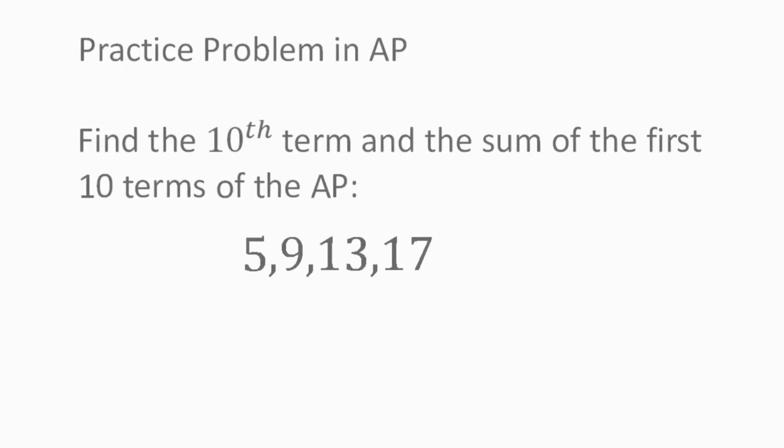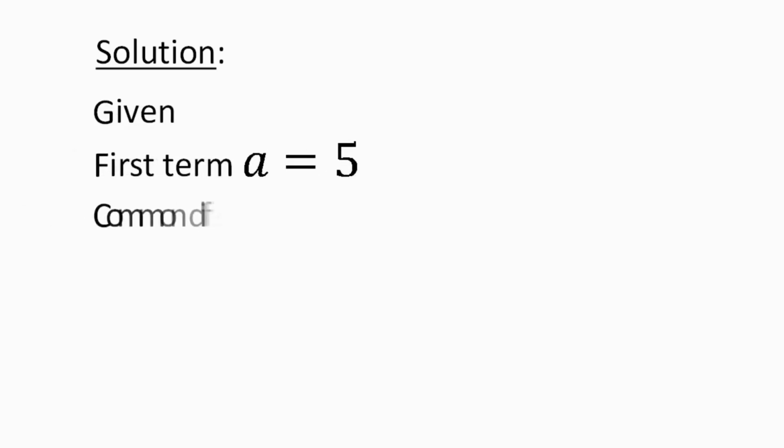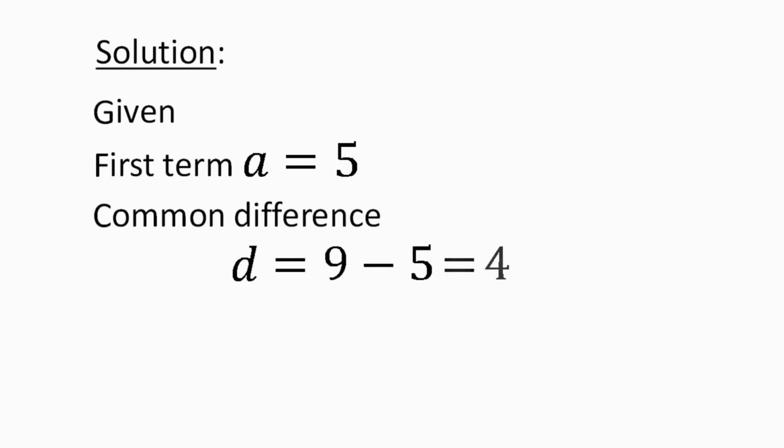Let's first write down the given data in the problem. From the sequence we see that the first term a is equal to 5. The common difference can be found out by subtracting two consecutive terms. Here we subtract the first term from the second term. That is, d = 9 − 5, which is equal to 4.